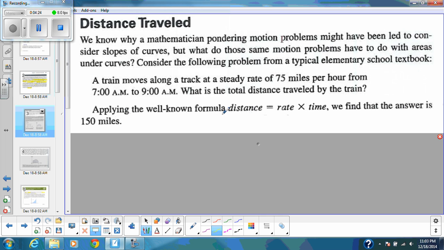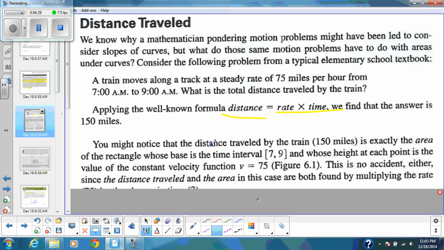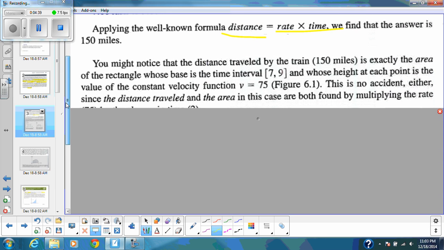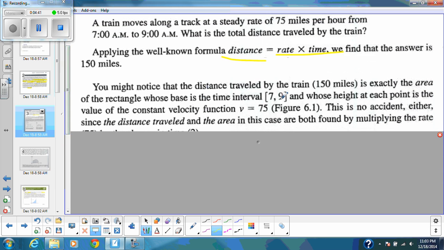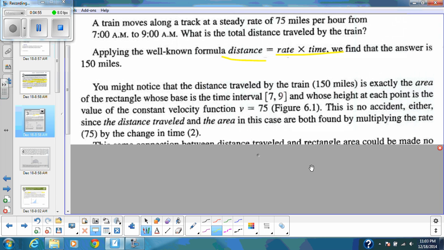And that's just applying that distance equals rate times time. Well, you might notice that the distance traveled by the train is exactly the area of the rectangle whose base is in the time interval from 7 to 9, and whose height at each point is the value of the constant velocity function. This is no accident either, since the distance traveled and the area in this case are both found by multiplying the rate 75 by the change in time 2.